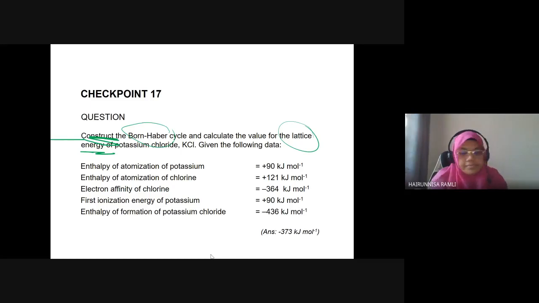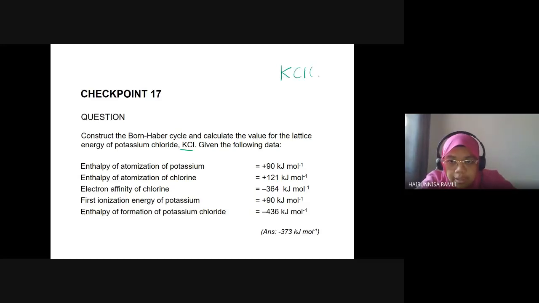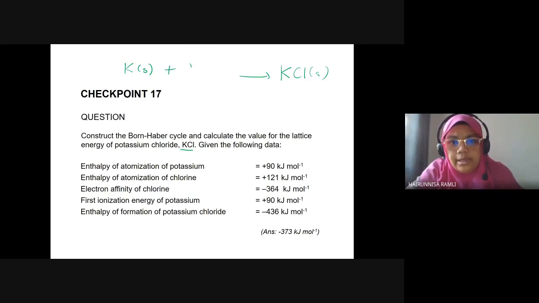Okay. So, kalau dapat soalan macam ni, first thing first, again, kita cari dulu apa main dia. Okay, so dia nak lattice energy kan. So, of what? Of potassium chloride. So, dia dapat je soalan ni, kita tahu main equation is enthalpy formation. KCl solid, formation dia mesti daripada K dalam bentuk solid, and then dia react dengan chlorine. So, Cl2 gas. So, this is the main.